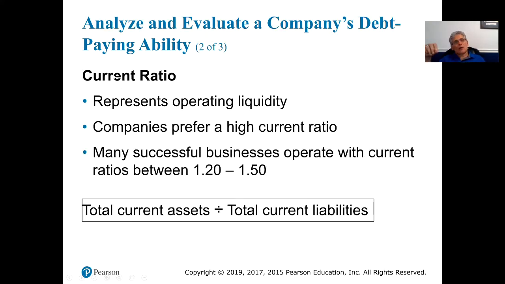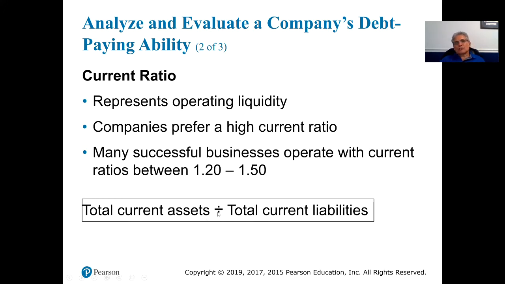We can do it in another way as well. We can take the current ratio, which is really kind of the same concept, except now we're going to look at it from a perspective of a ratio, which gives us some sense of proportion. So we're going to take total current assets and divide it by total current liabilities. Now, if they're equal, then the number is going to be 1. If current assets are larger than current liabilities, then you know it's going to be greater than 1. Many successful businesses operate with current ratios between 1.2 and 1.5, greater than 1.